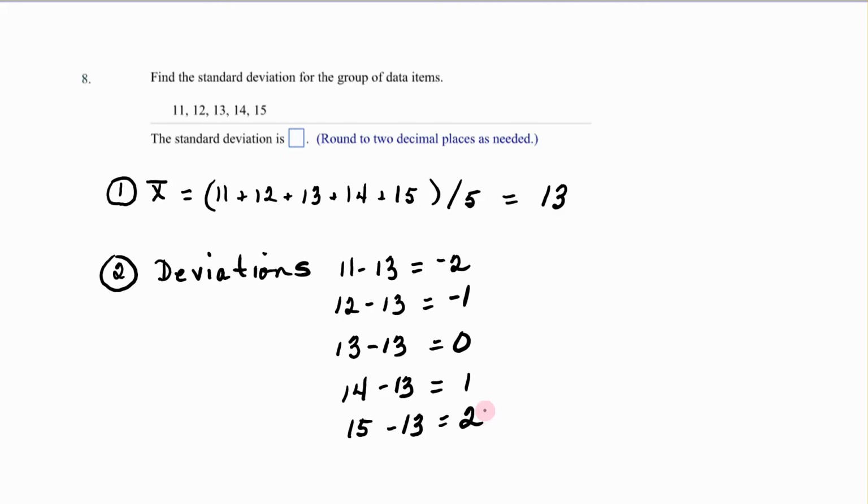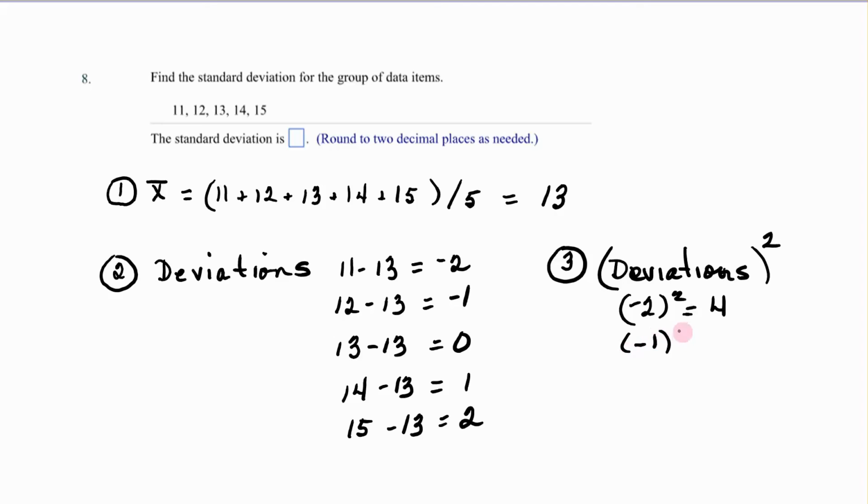Now we know that the sum of the deviations is going to be 0. So what we're going to do in step 3, and I'll put it right over here, it'll make it easier, I'm going to take the deviations and I'm going to square them. So I will have negative 2 squared is 4. Negative 1 squared is 1. 0 squared is 0. 1 squared is 1. 2 squared is 4.